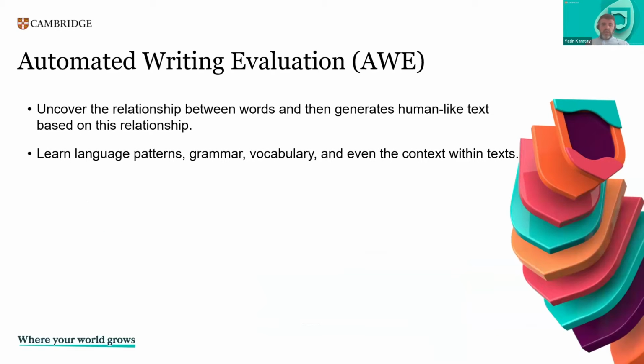Another example for the AWE technology is large language models that I mentioned earlier, like ChatGPT. So how does this type of technology work? That's the question. Well, it basically uncovers or tries to understand the relationship between words and then generates a kind of human-like text based on this relationship. It also learns language patterns, grammar, vocabulary, and even the context within the texts.